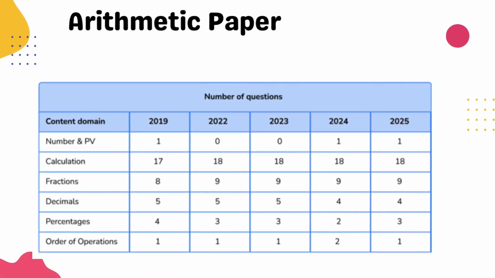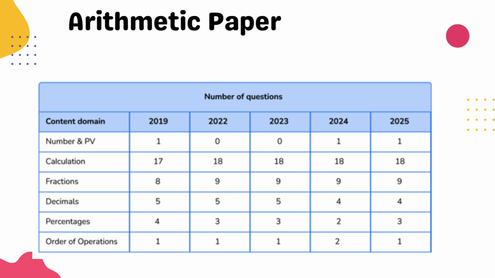So the arithmetic paper, this is the first of the 3 papers that they do, and it's really important they score high in this paper, and I'll explain later why in the video. But you can see how the questions are broken down. So these are the areas the children would have to learn about. They call these the content domains: number and place value, calculation, fractions, decimals, percentages, and order of operations.